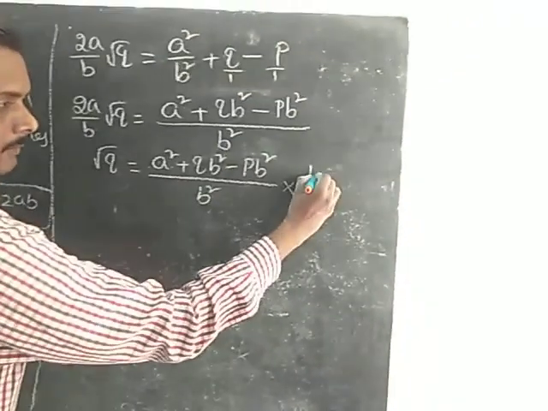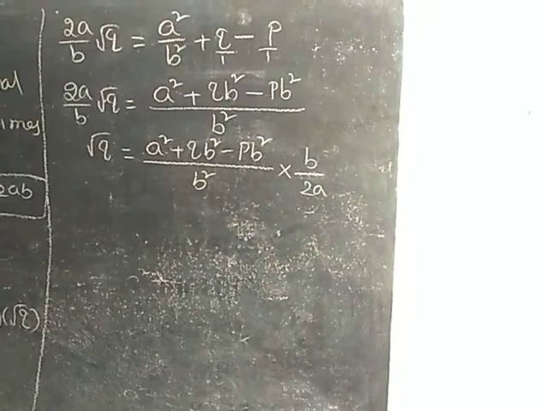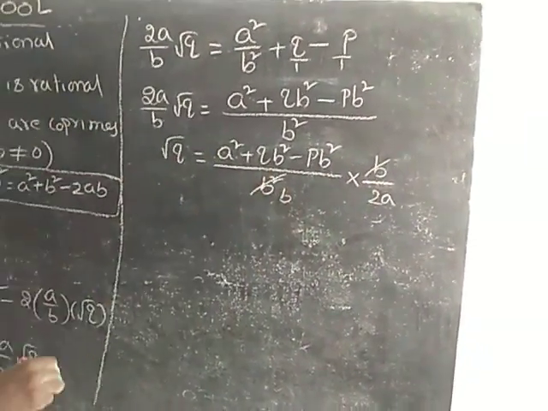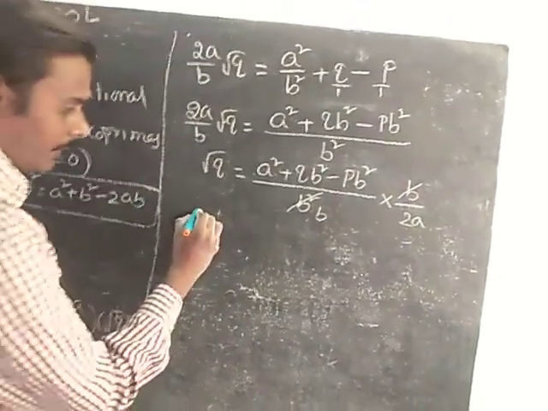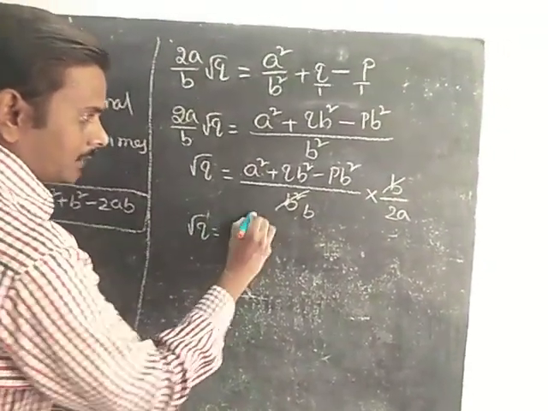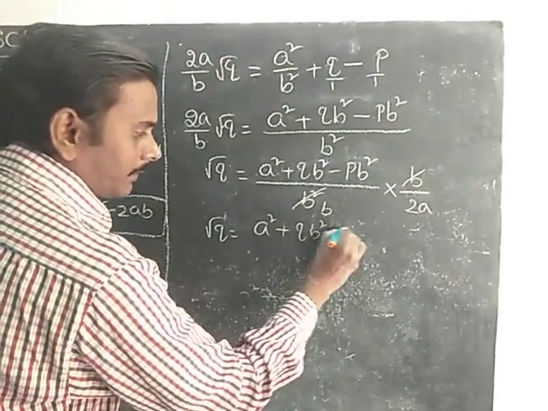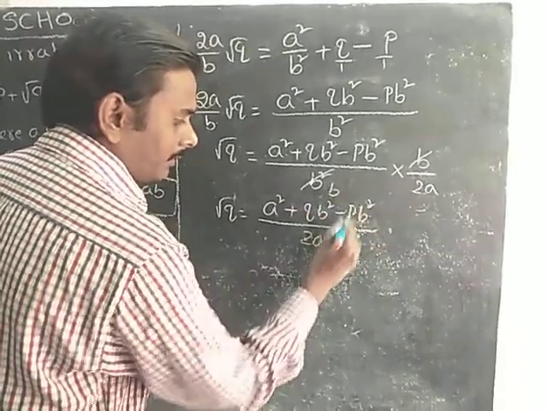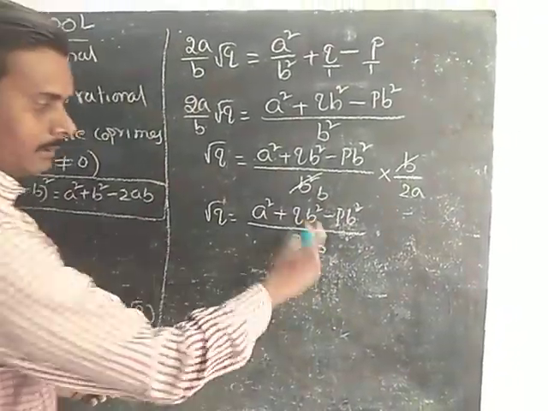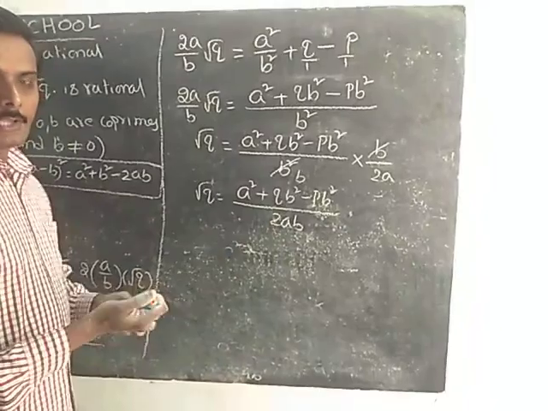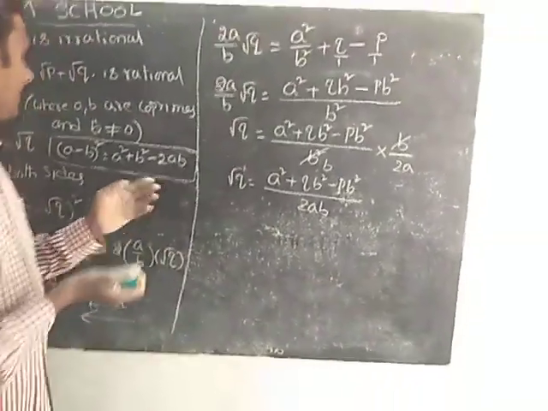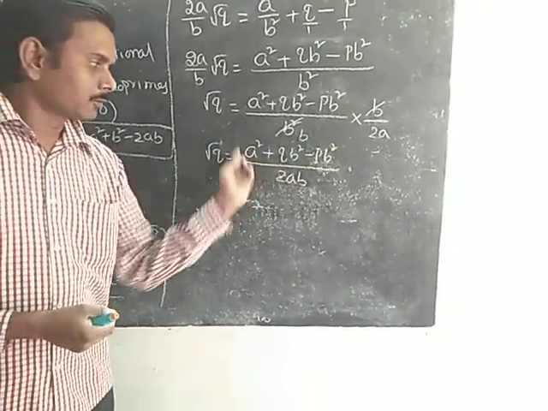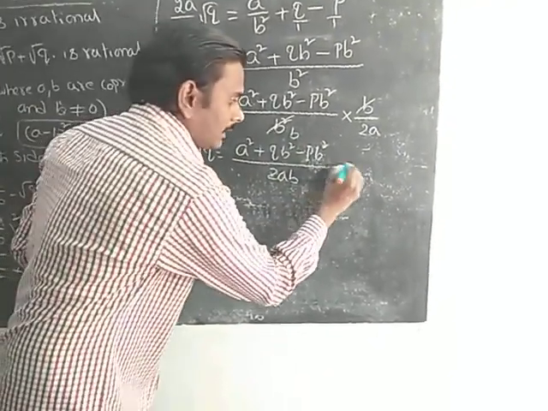After cross multiplication, b by 2a goes to the other side. Here b and b cancel, so one b remains in the denominator. Root q equals a square plus q b square minus p b square by 2a into b, that is 2ab. If you observe, we are getting a and b values here. Replacing a and b with any integers, this total part will be rational.